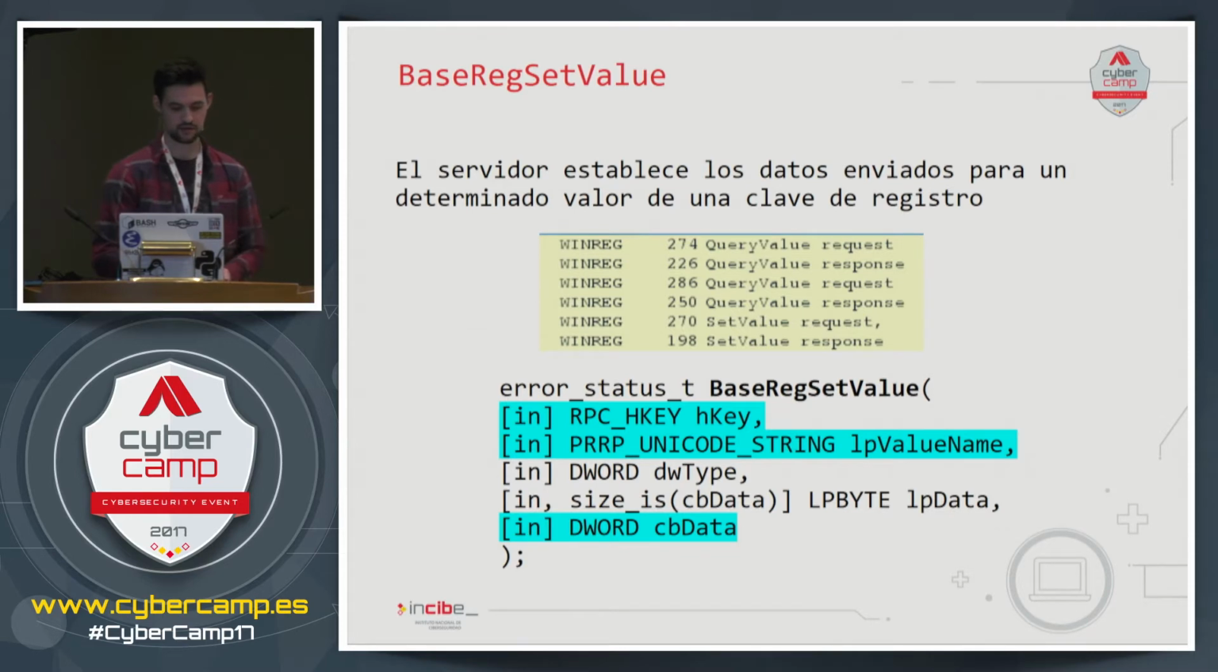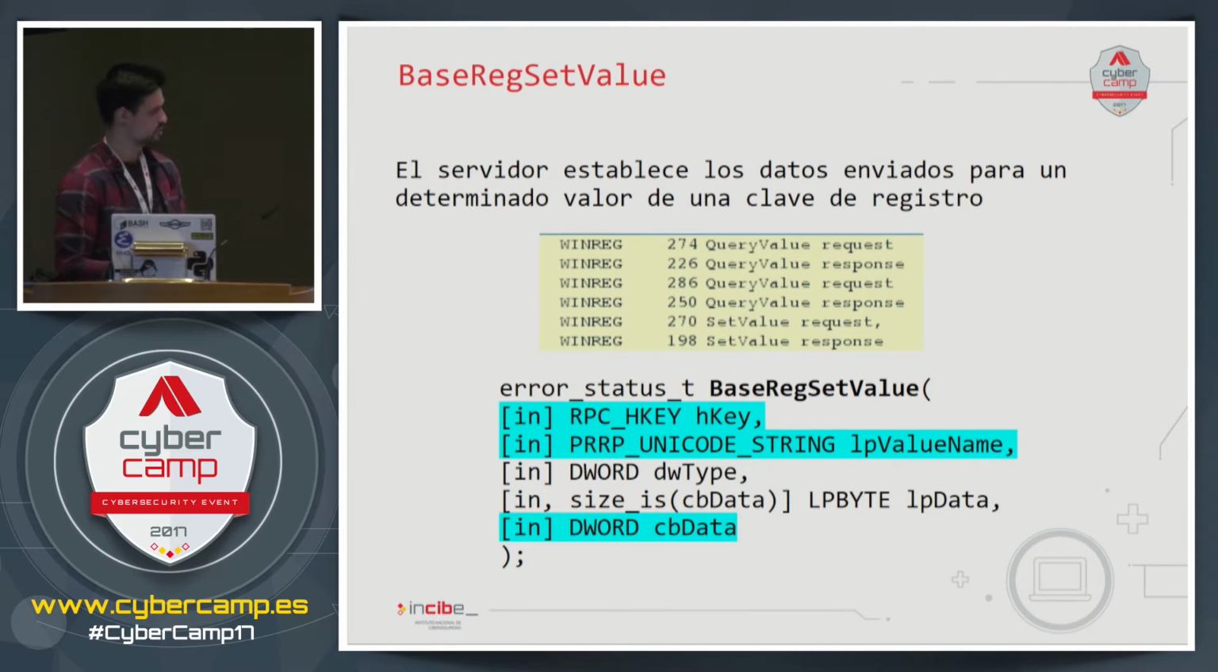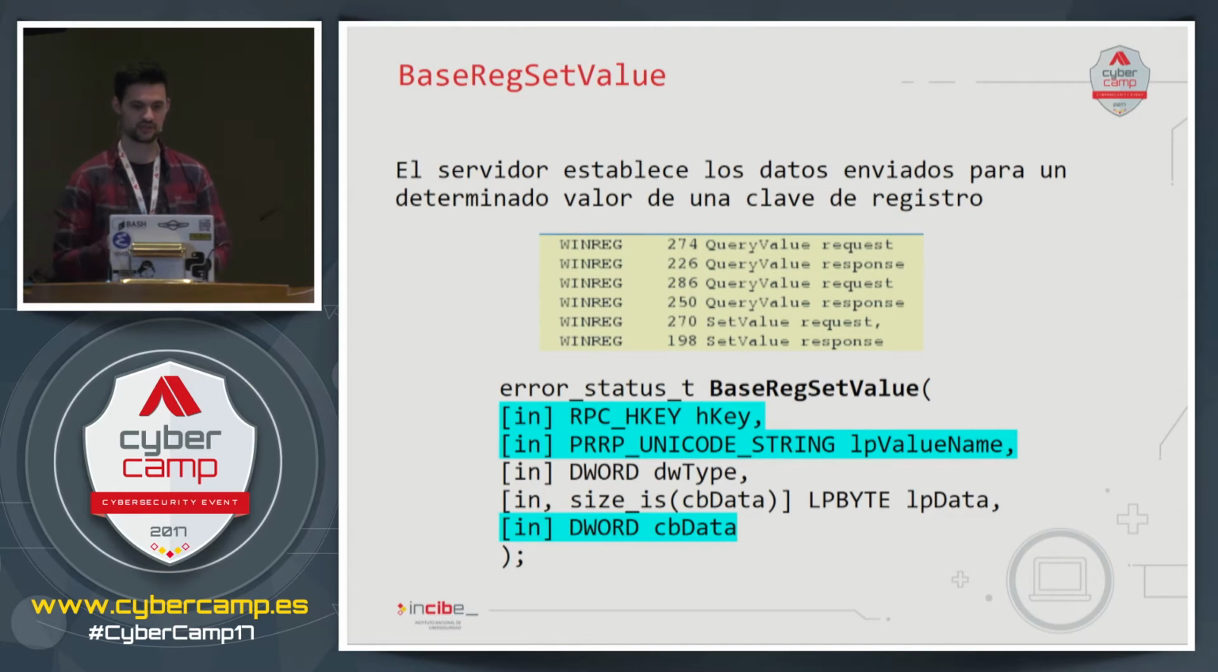In the case of a set value, what's this set value operation for? Once again, the server sets the values and sends it to the client. The client says, I want to put this value in this key. If that's okay, the server will put that value in the key that was set. What sort of parameters are important here? We've got the father key, the sub key, and once again, the data that we want to include.